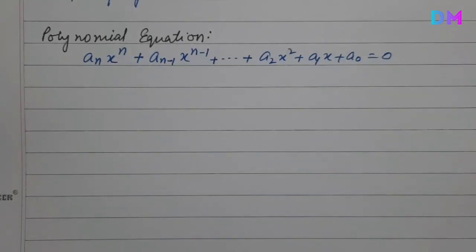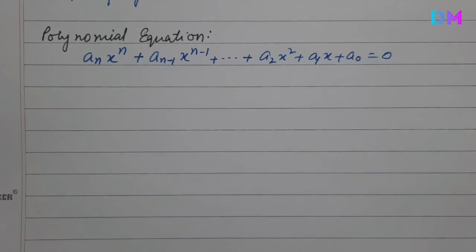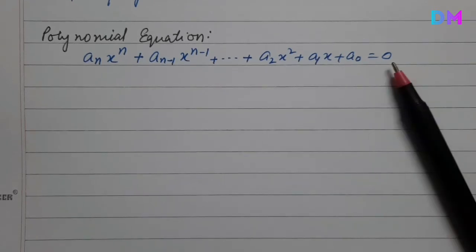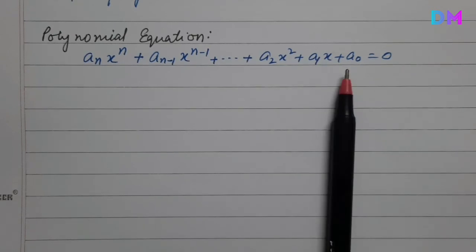Now the next one is what is called a polynomial equation. A polynomial equation means whenever we equate a polynomial with any other number, it can be 0 or any other number, then it is called a polynomial equation. Like a_n x to the power n plus a_(n-1) x to the power n minus 1 plus so on, a_2 x square plus a_1 x plus a_0 equals 0 is a polynomial equation. Here we can write any other number also, but in that case that number will come to the left hand side and make the equation in this form.